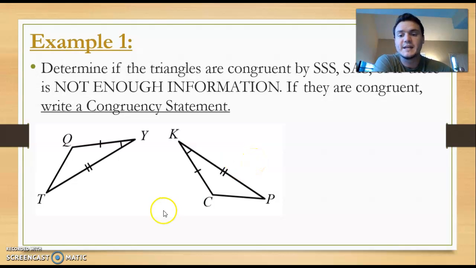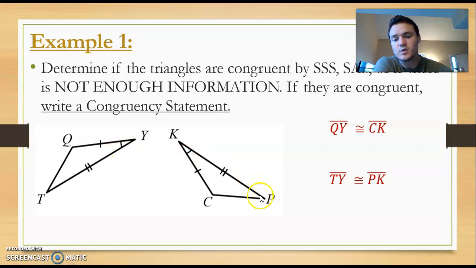All right, so when we take a look at this diagram, you should notice that these marks mean that these sides are congruent. And the two tick marks here tell you that those two sides are congruent. So right away, just looking at this diagram, you should be able to say that QY, this side, is congruent to CK. And then we could also say that TY is congruent to PK. And again, the order of the letters does matter. Notice how TY is the two marked side. It goes from T to Y, which has the one arc mark. So it has to be PK in the other triangle.